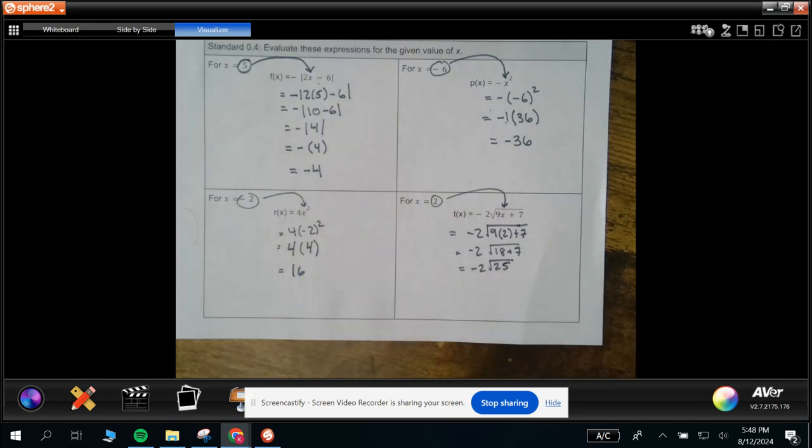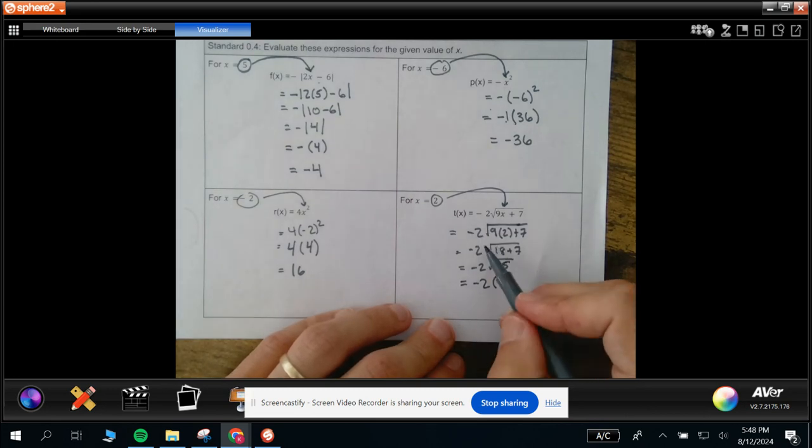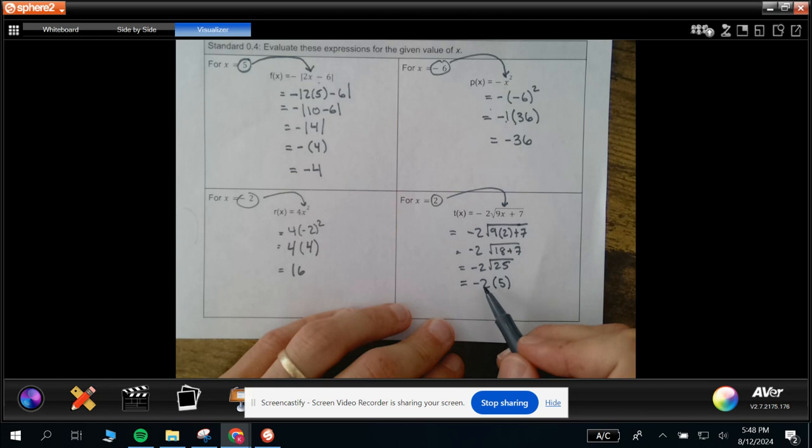Now, what is the square root of 25? Remember, the square root of 25, what number times itself equals 25? That number is 5. We're multiplying it times this number in front. Notice there's no symbol there. It means multiply. So negative 2 times the square root of 25 means negative 2 times 5, which equals negative 10.